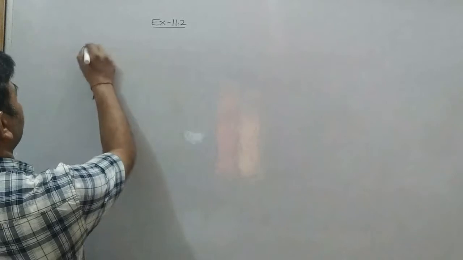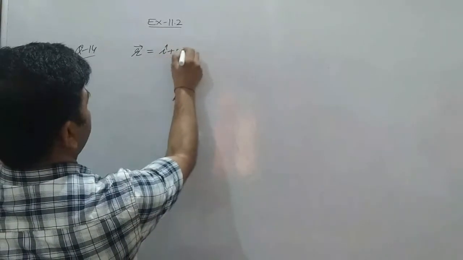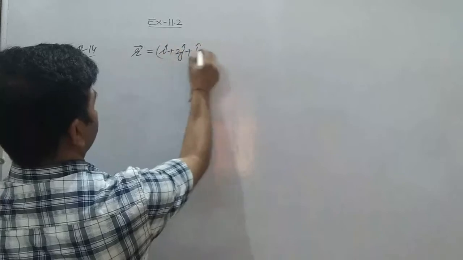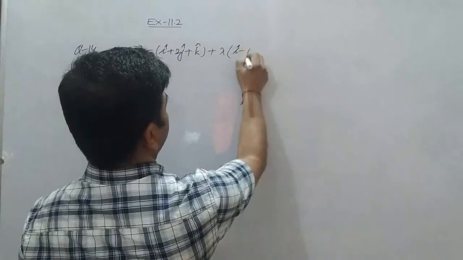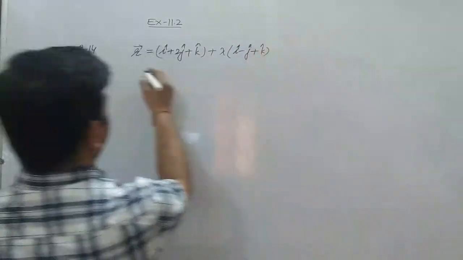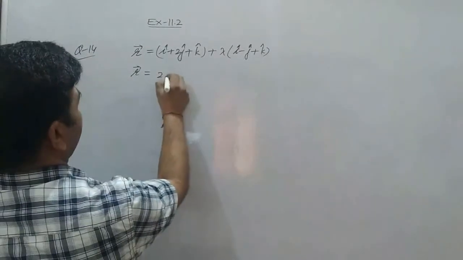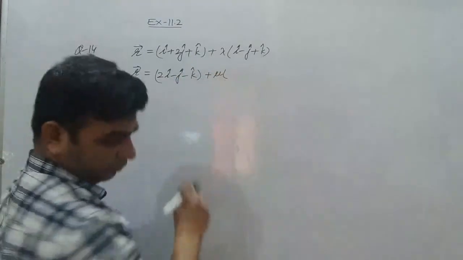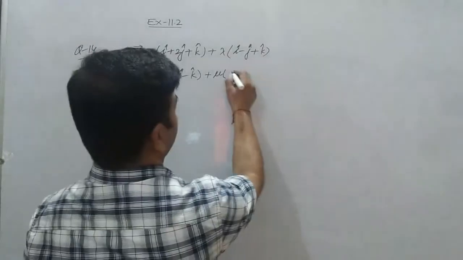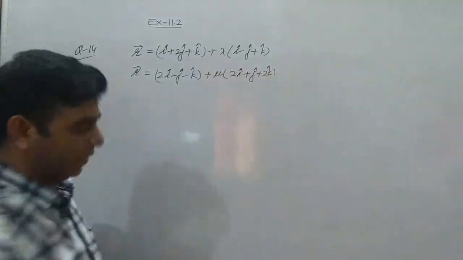Let the first 14 question number is having equation of line given by vector r is equal to i cap plus 2j cap plus k cap plus lambda of, this is your i cap minus j cap plus k cap, and the second equation of line given to you as your, this is 2i cap minus j cap minus k cap plus mu of 2i cap plus j cap plus 2k cap, and we need to find the shortest distance in between of these two.